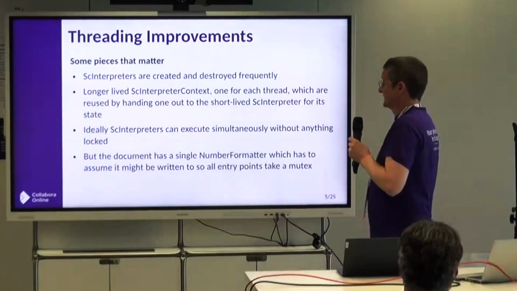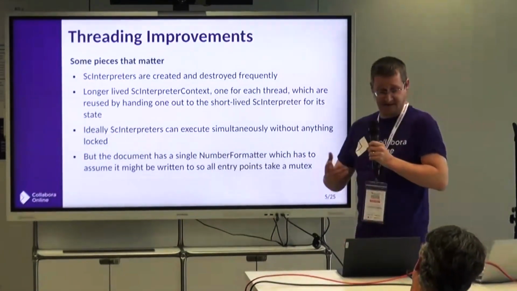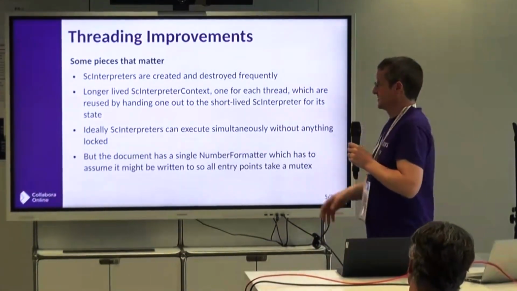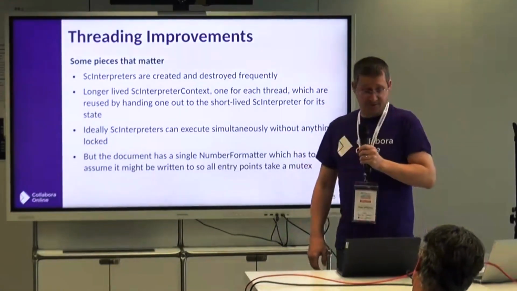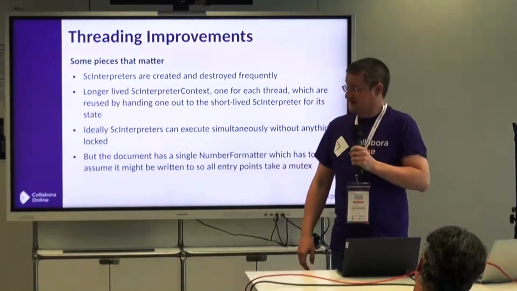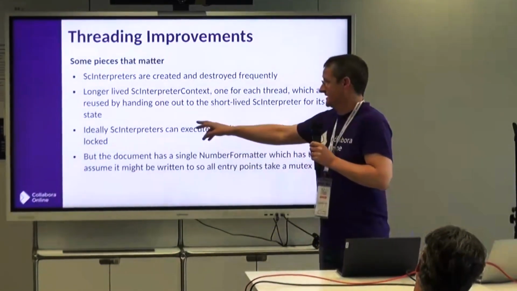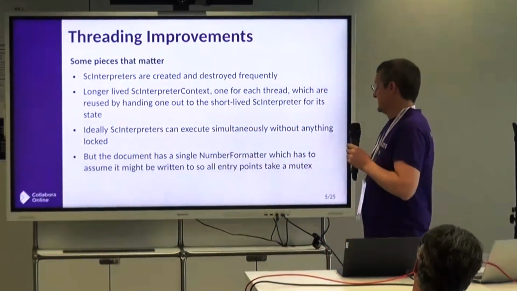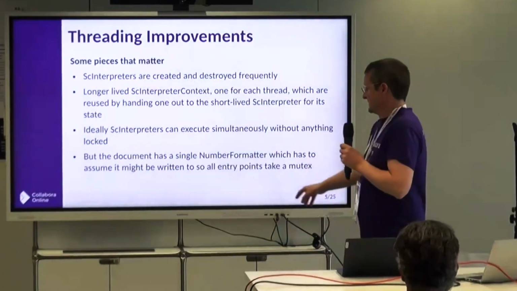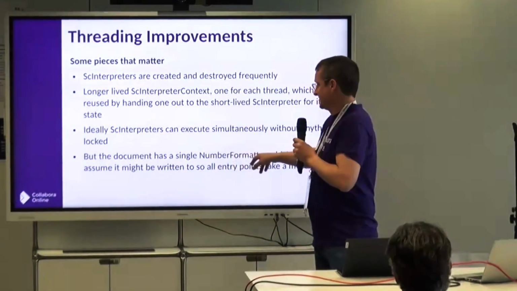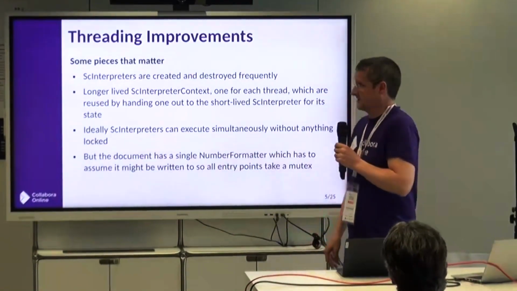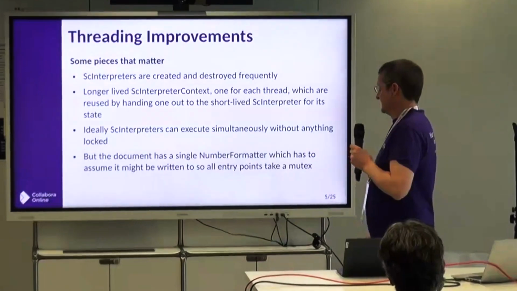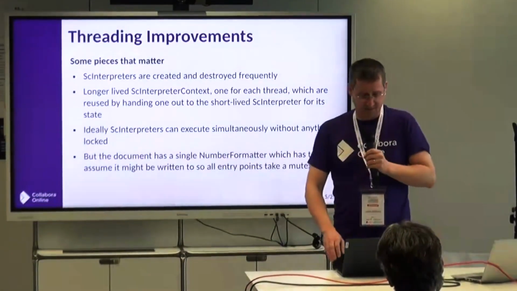So, as I said earlier, the actual thing that does the work is the SC interpreter. There's SC interpreter contexts that SC interpreters use, and there's one per thread. And the idea is that you should be able to get as many interpreters running at the same time as possible without any contention. But they all operated on a single number formatter, one per document. So no matter how many threads there were, everything had to bottleneck through this SC number formatter.